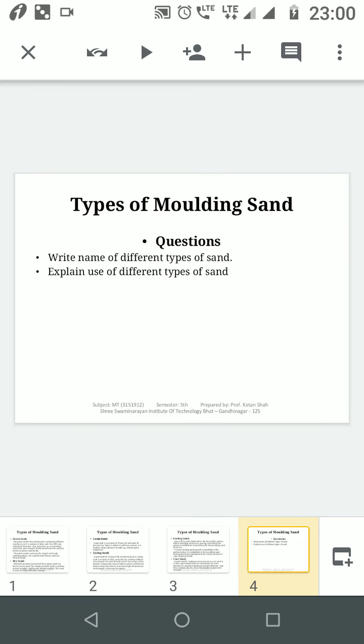Now there are two questions that you have to answer. Number one, write the names of different types of sand, and second, explain the use of different types of sand.